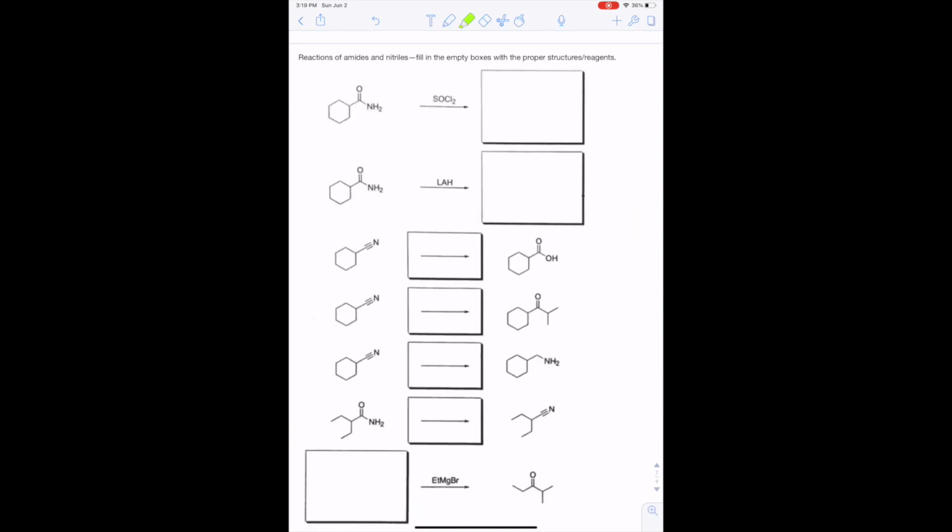Here we will go over the reactions of amides and nitriles. In the first reaction, SOCl2 will turn the amide into a nitrile. In the second reaction, LAH will be used to reduce the amide into an amine.